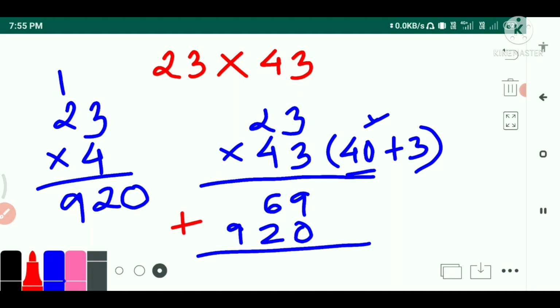So now we'll write this one here. Okay, now we'll add these two numbers. So 9 plus 0, 9. 6 plus 2, 8. And this one 9. So our answer will be what? 989. Okay, this is how we can multiply it with regrouping. Okay.